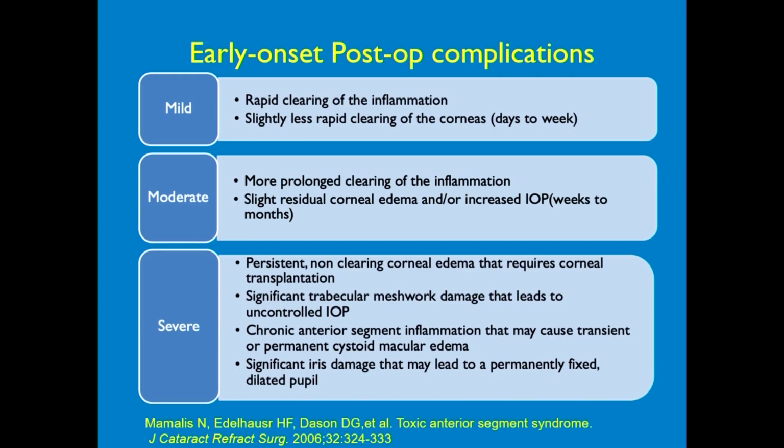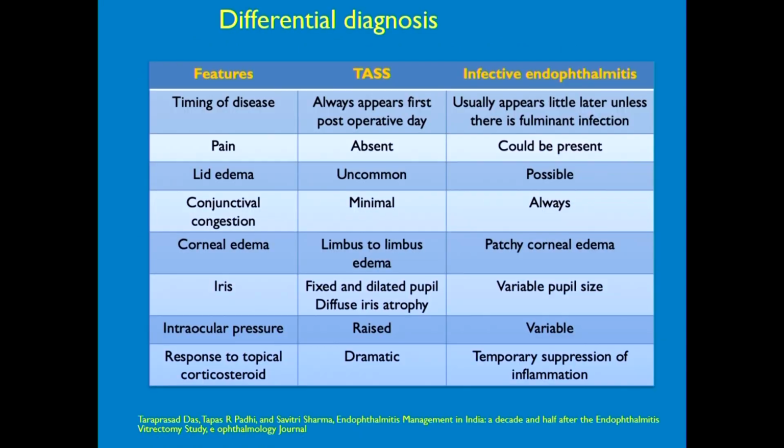You might also have to add glaucoma surgeries, and there could be significant iris and pupil damage after an episode of TASS. So how do you differentiate it from infective endophthalmitis? One of the most important criteria is the timing of disease. TASS normally appears within the first postoperative day, whereas endophthalmitis could appear anytime. It could appear early, it could appear a little later as well.